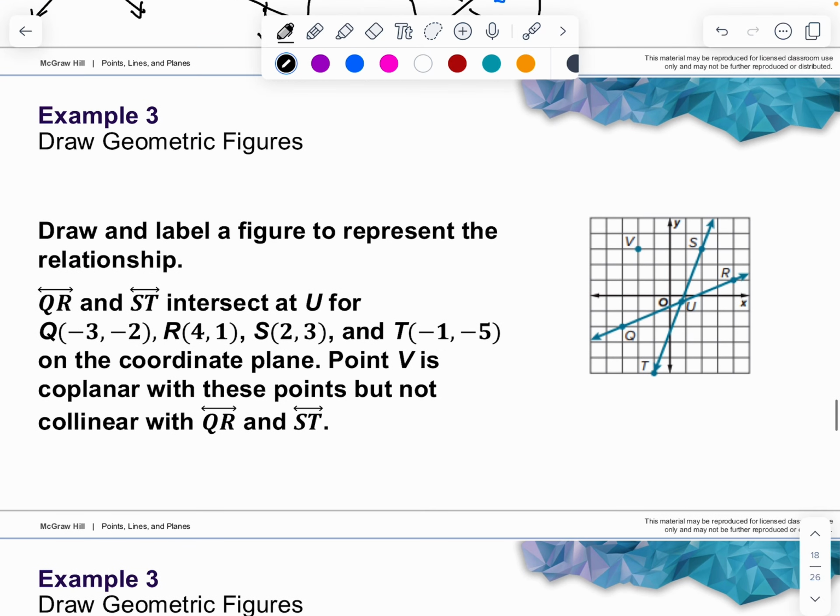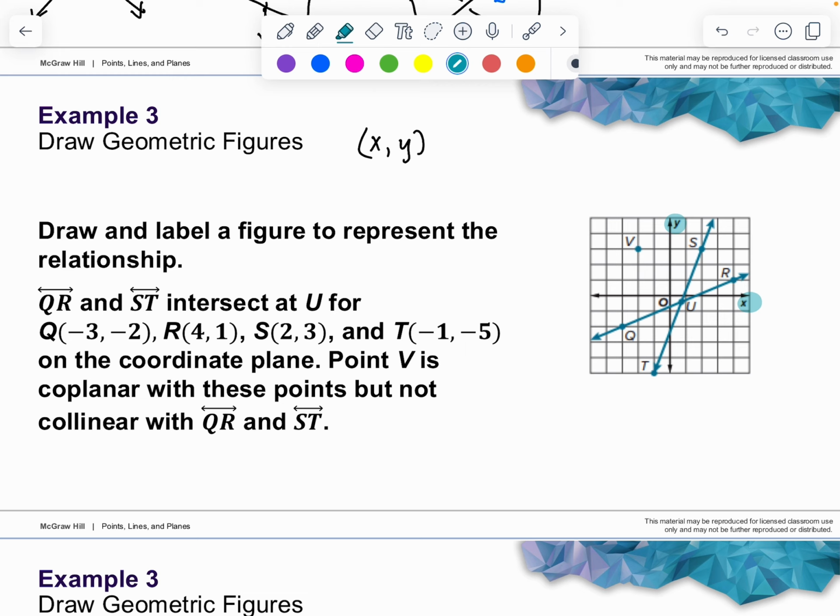Okay, so now an example. Draw and label a figure to represent the relationship. Q, R, and ST intersect at U. And they're going to give you all of the information. For Q and R, they give you the coordinates, S and T on the coordinate plane. This is really good for brushing up your algebra skills and remembering where those points are. Remembering that X's come first. It goes X and Y. Remembering that your X is over here, that your Y is up there. So just practicing all of those skills, right?